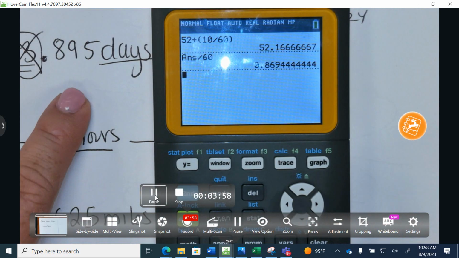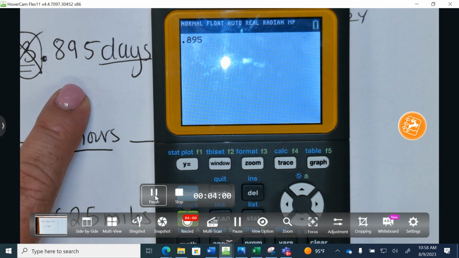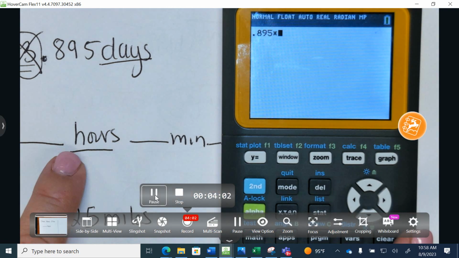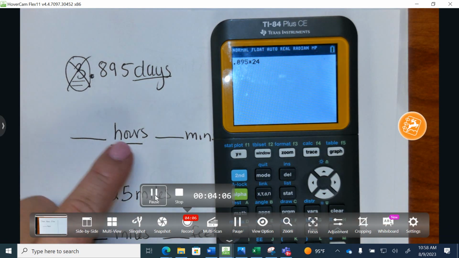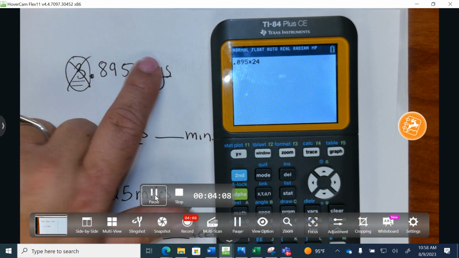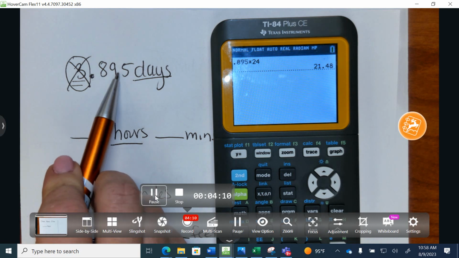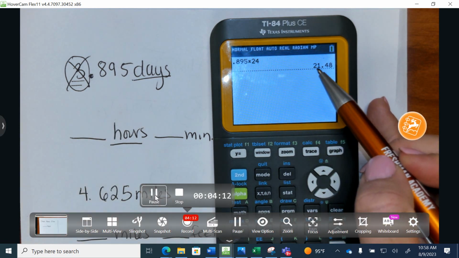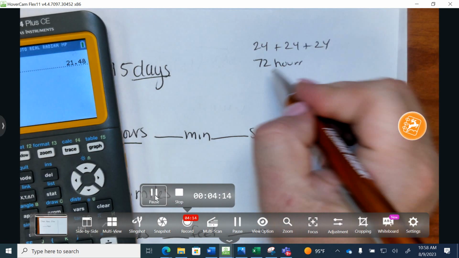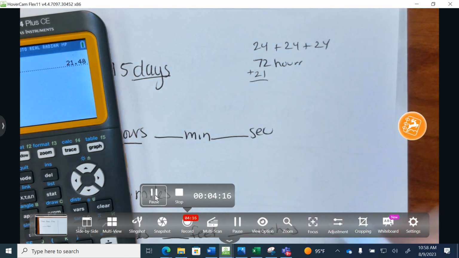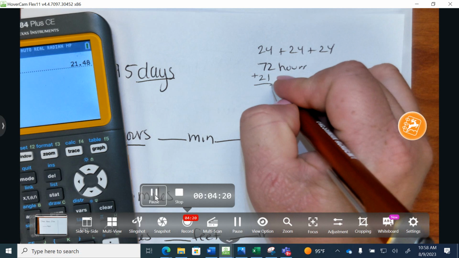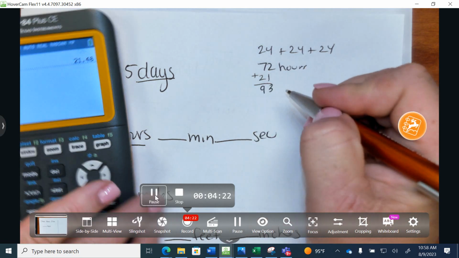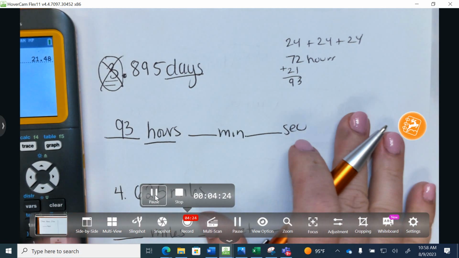Okay, so in this case, I'm going to put in what the remainder is, and I have to ask myself, how many hours are in a day? And the answer is 24. Always go backwards. There's 24 hours in a day. So this 0.895 represents 21 full hours. So to the 72, I have to add an additional 21 hours, and that's what confuses kids. So 2 and 1 is 3, and I'm left with 93 complete hours.